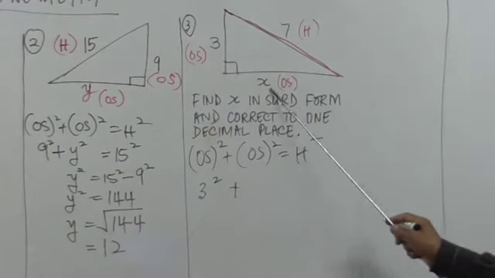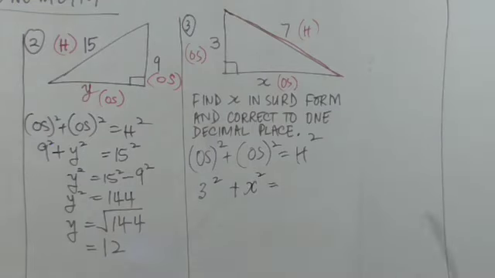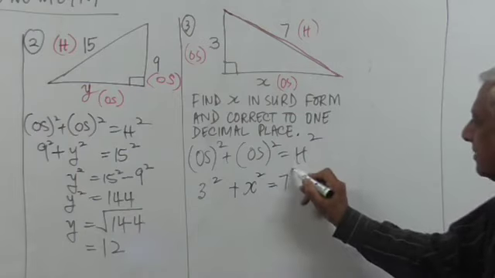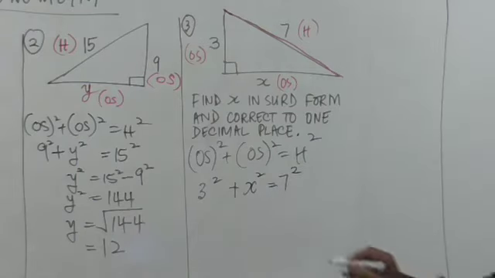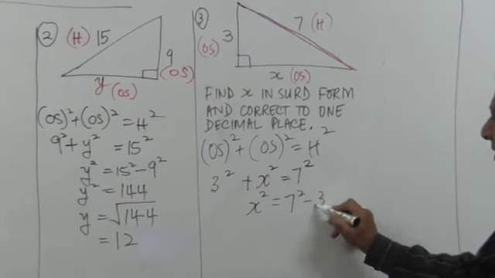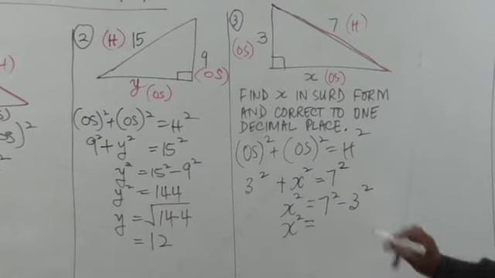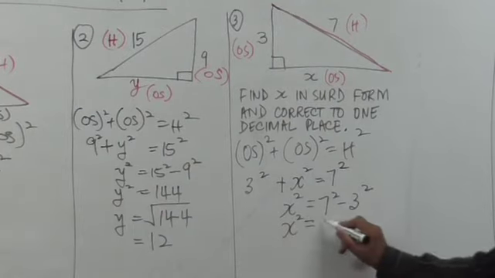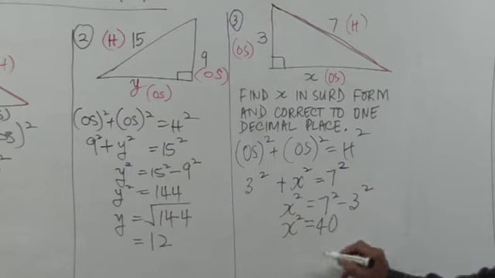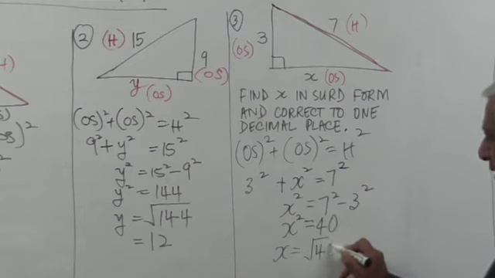This is the other side, it is x. So this will be x squared. This is the hypotenuse. Hypotenuse is 7. So it will be 7 squared. Now you are solving for x. So x squared is equal to 7 squared minus 3 squared. And when you put this in the calculator, 7 squared minus 3 squared, you will end up with 40. Now x will be equal to the square root of 40.